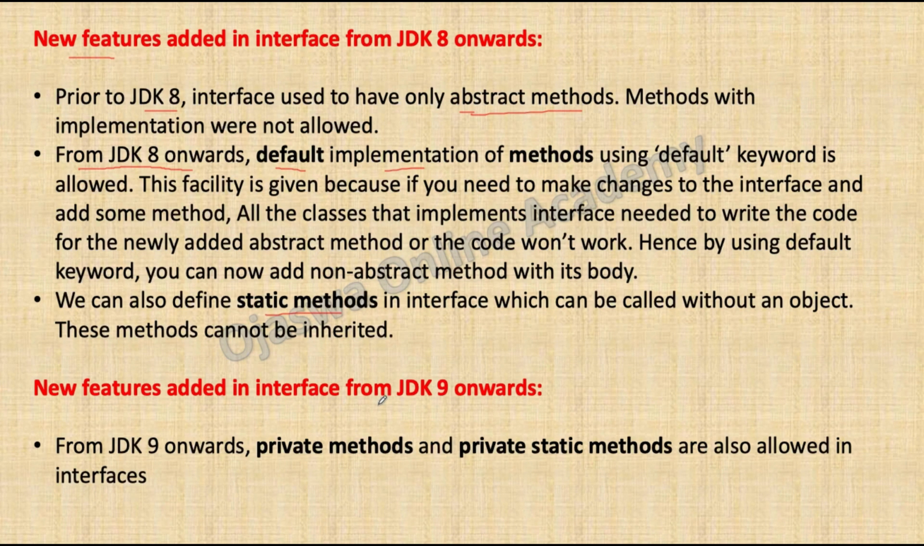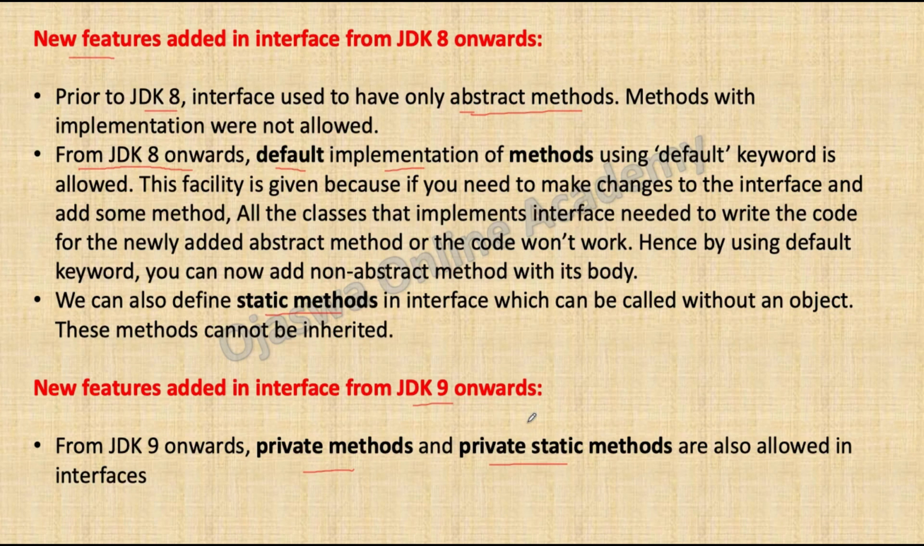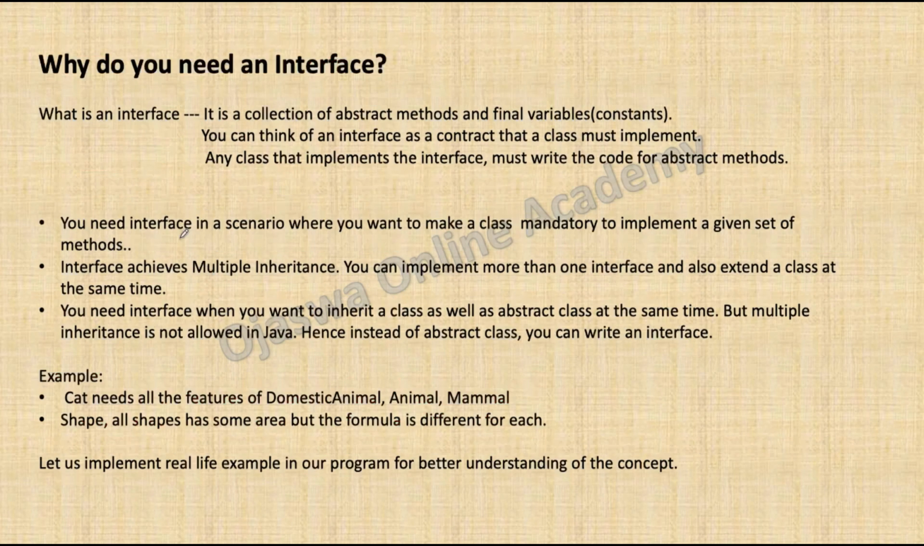And new features added in interface from JDK 9 onwards. Private methods are allowed and private static methods are allowed. Why these features were allowed and how do we implement it, we will learn all this with the help of a program. But before this, let us write a program to learn the basic features of interface. Okay, try to understand why do you need an interface? What is an interface? It is a collection of abstract methods and final variables. You can think of an interface as a contract that a class must implement.